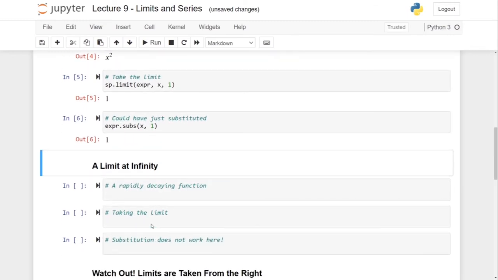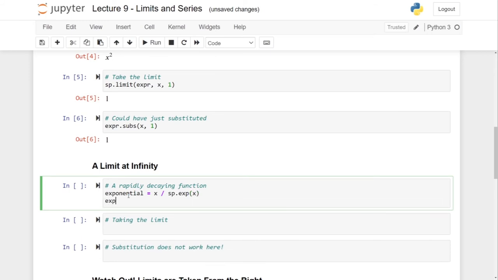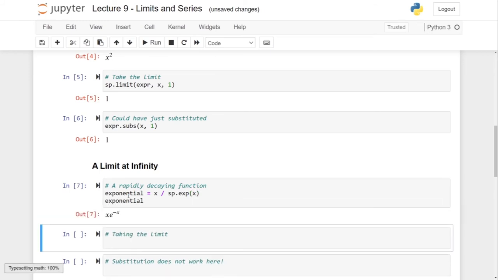For instance, you cannot evaluate the function at infinity. For that, we need to take the limit. So let me define here a function that is very rapidly decaying. So let's call this exponential. And this is x divided by the exponential function of x. So let me just print it out. Here's a different way of reformulating this. This is a function that decays very quickly.